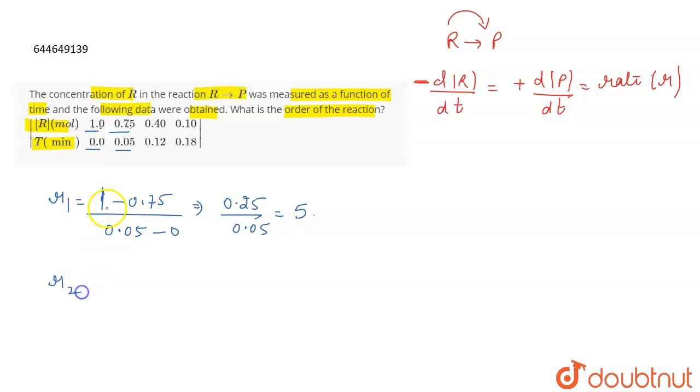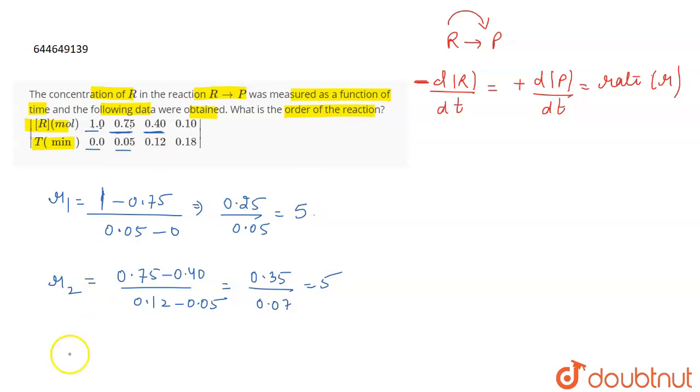Now let us calculate R2, which is for the values when the concentration decreases from 0.75 to 0.40 and the time increases from 0.05 to 0.12. How will you calculate the rate? R2 will be equal to 0.75 minus 0.40 divided by 0.12 minus 0.05. Okay, this will be equal to what? 0.35 divided by 0.07, which will again be equal to 5.